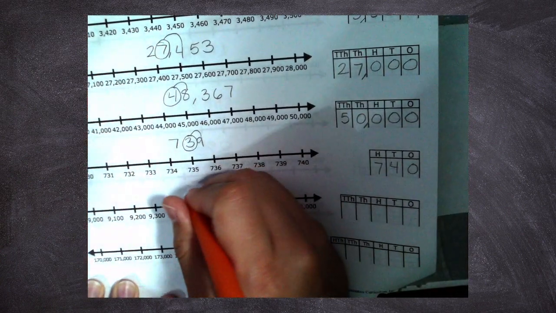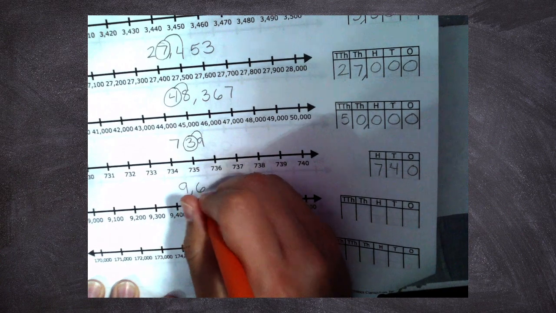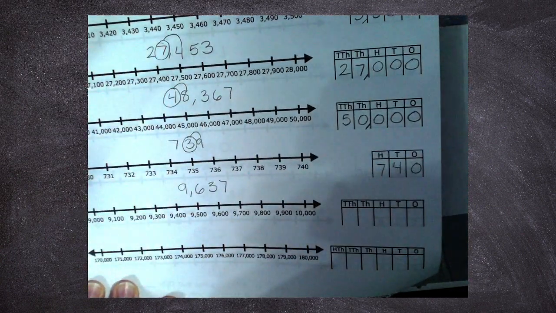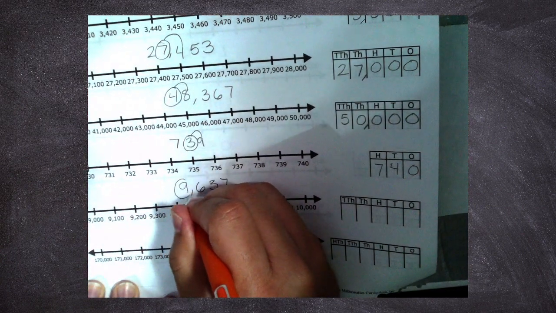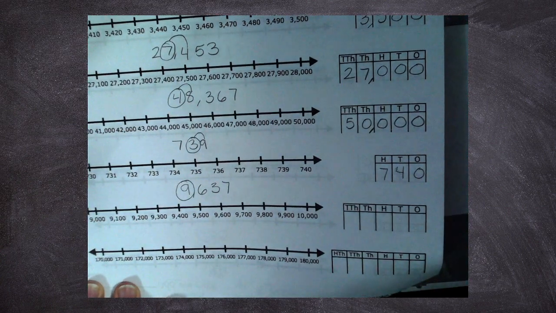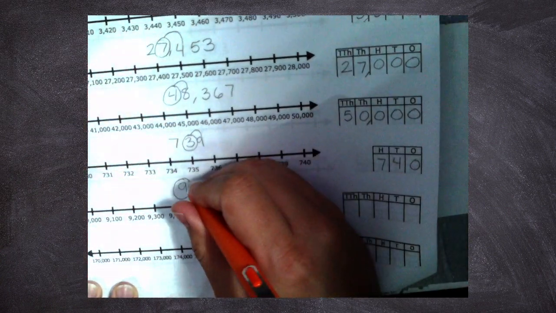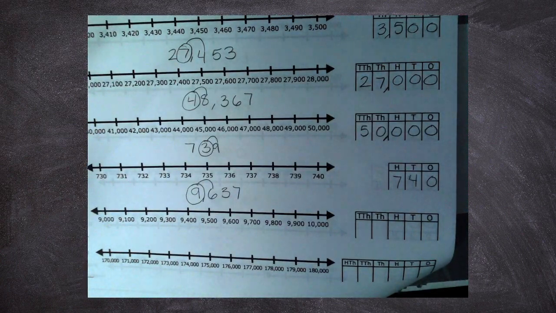Problem 5. Round 9,637 to the nearest 1,000. Okay, we're rounding to the biggest place value. I'm going to check my neighbor. My neighbor's a 6. What am I going to do to my thousands place if the neighbor is a 6? Kylie, what am I going to do? The 9 is going to go up.